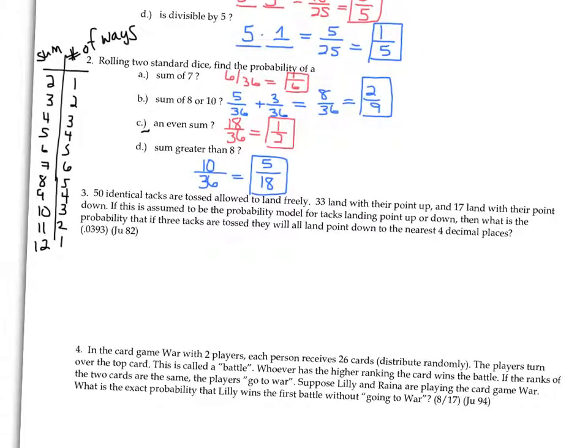Well, that's saying I want it to land down and land down and land down. Well, the probability of landing down is 17 out of, well, we had 33 and 17, so 17 out of 50. And 17 out of 50 times 17 out of 50 times 17 out of 50, because we want them to all land down. And multiplying that out to 4 decimal places, we get 0.0393.